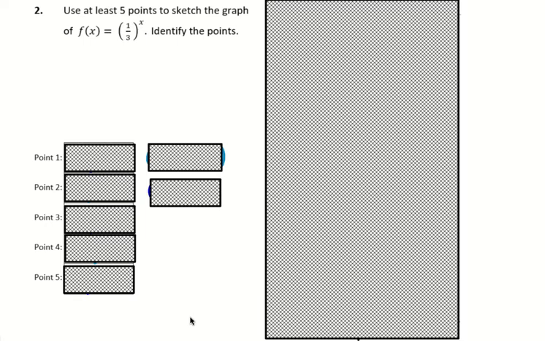Number 2 wants you to graph an exponential function, and to do that we're essentially going to make a table. Remember, if you're just listing a bunch of points, that's essentially the same as making a table. A table is essentially a list of XY pairs. So identify the points. Use at least 5 points. So you're probably plugging in x values such as 0.